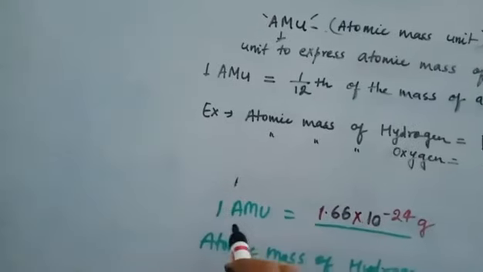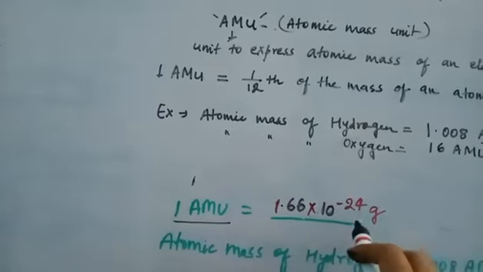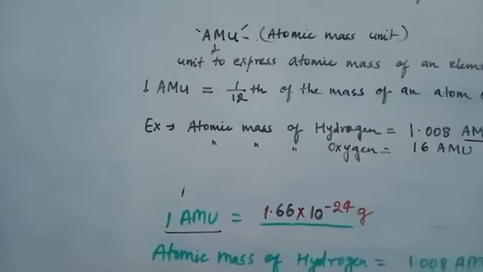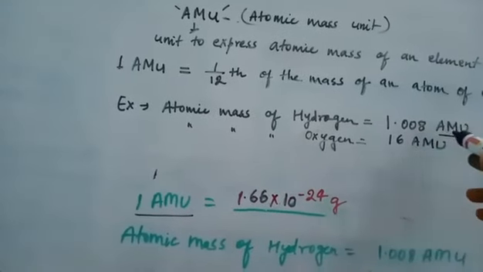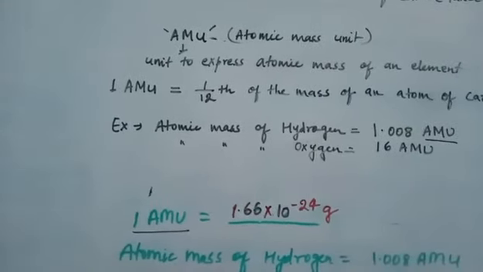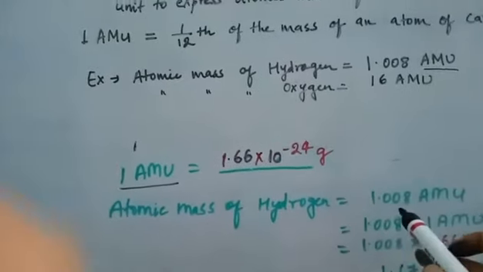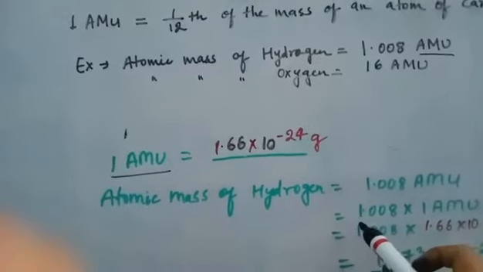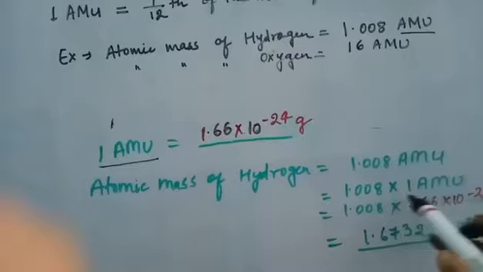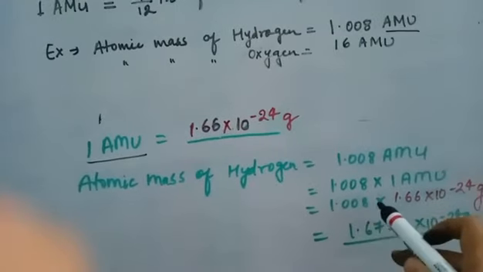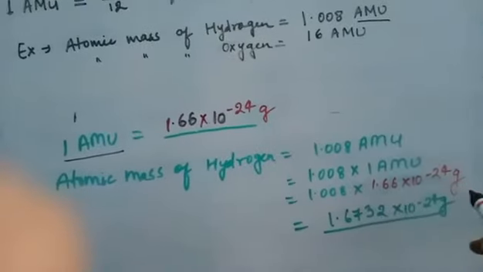But if you see the value of 1 AMU, it is about 1.6 into 10 to power minus 24 grams. So like that you can calculate the value of 1.008 u also in grams. How? Atomic mass of hydrogen is 1.008 u. You can write it as 1.008 into 1 u. So 1.008 into 1 u is what? 1.66 into 10 to power minus 24 grams.